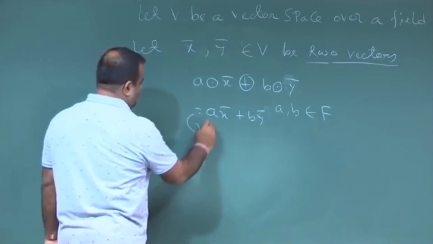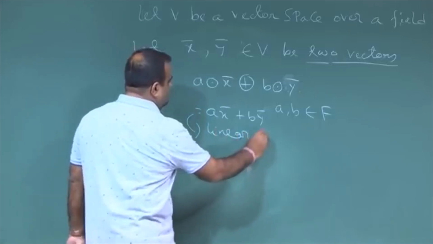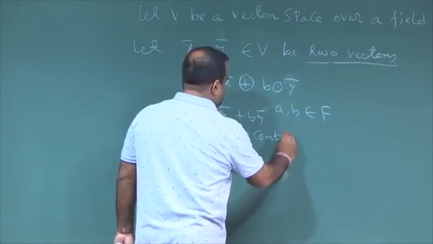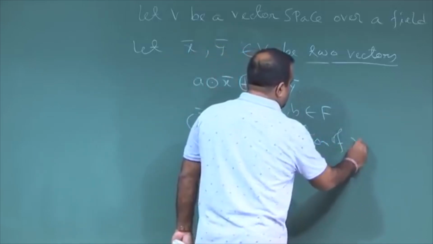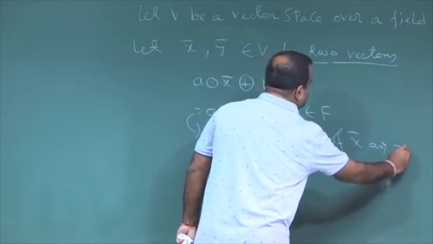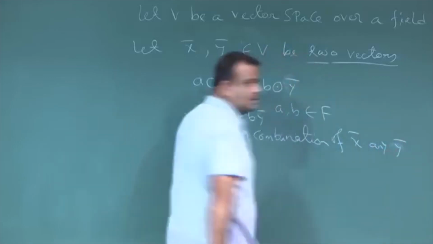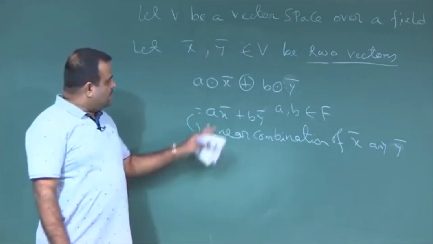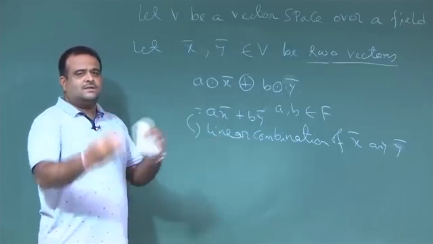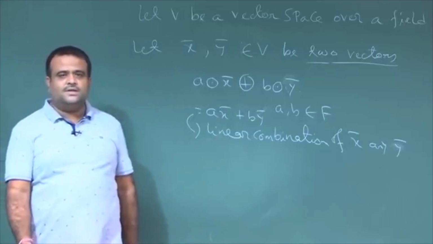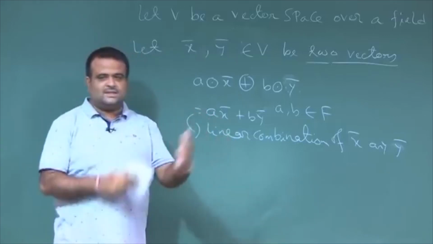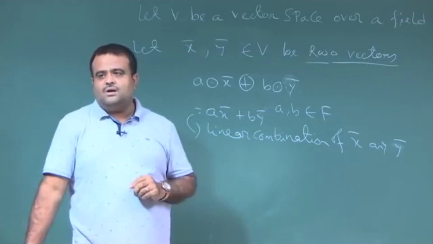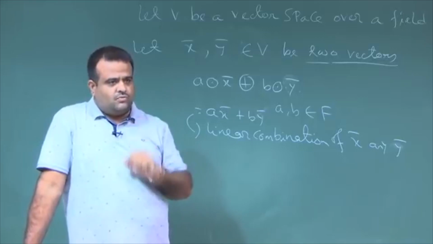This expression is called a linear combination of x and y. Okay. So, if we take all such linear combinations, then this collection is a set and this is called the linear span of these two vectors.